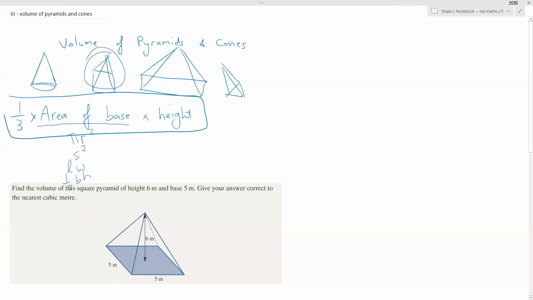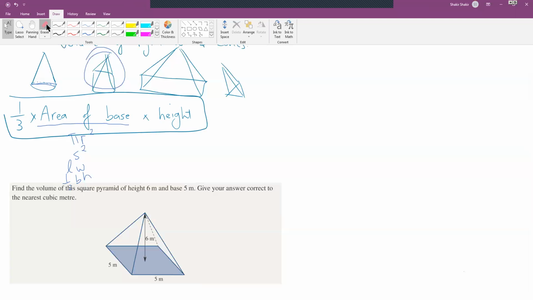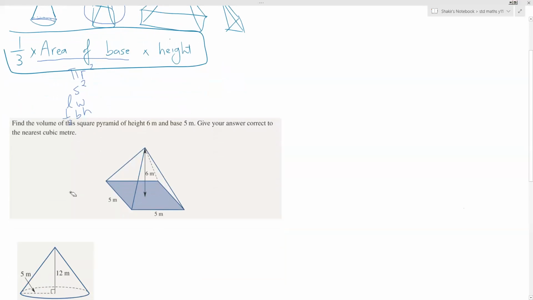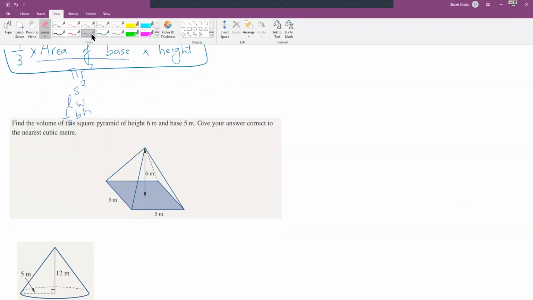So fairly straightforward. You find the area of the base of the pyramid, and then you multiply it by how high the pyramid is or how high the cone is. It's not particularly difficult. Let's look at a sample question and see if we can apply it, okay?